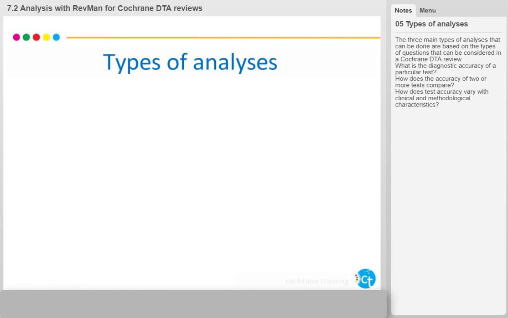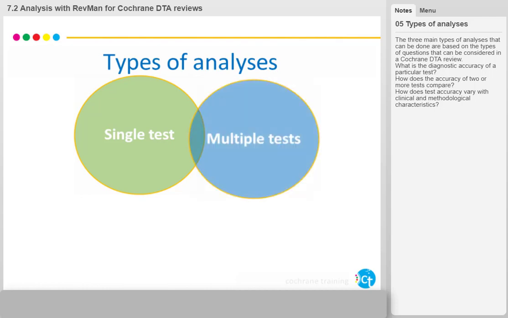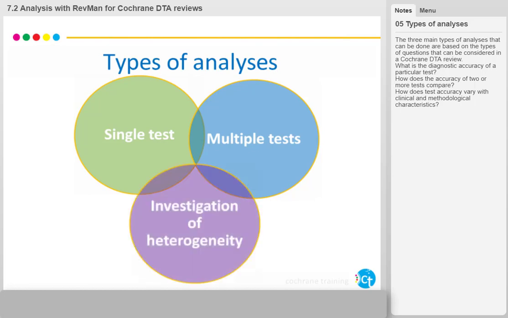The three main types of analysis that can be done are based on the types of questions that can be considered in a Cochrane DTA review. What is the diagnostic accuracy of a particular test? How does the accuracy of two or more tests compare? How does test accuracy vary with clinical and methodological characteristics?